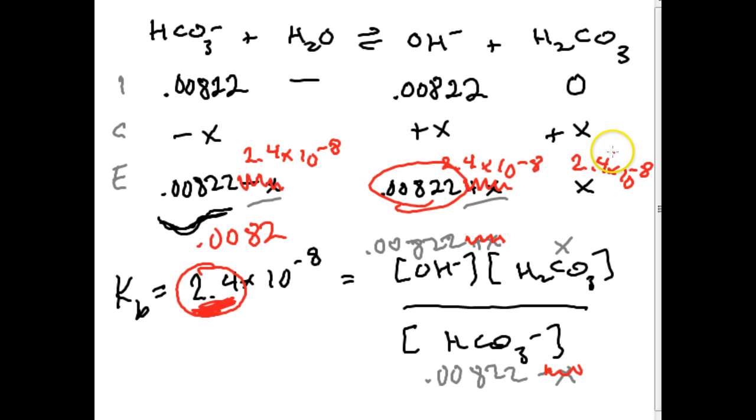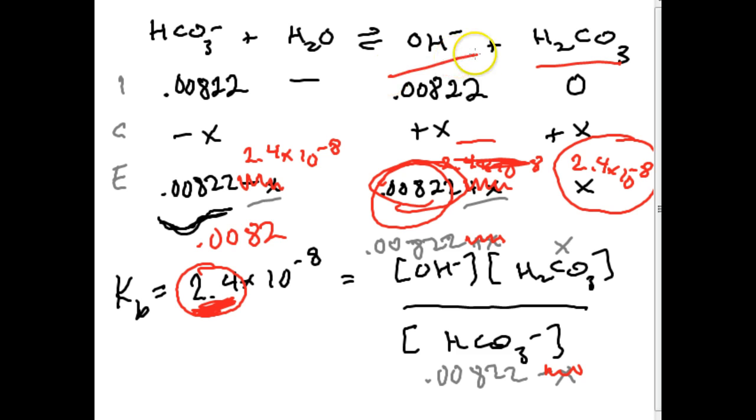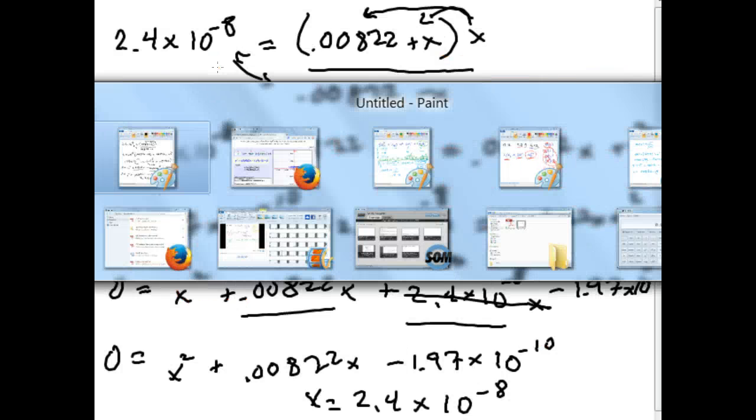So, now I have the answers. This is the concentration of H2CO3. This is the concentration, not this. This is the concentration of OH minus. This is the concentration of HCO3 minus. Okay? Does this make sense to me? If it doesn't make sense, send me email. Tell me where it doesn't make sense, and I'll answer your email, and then it will make sense.